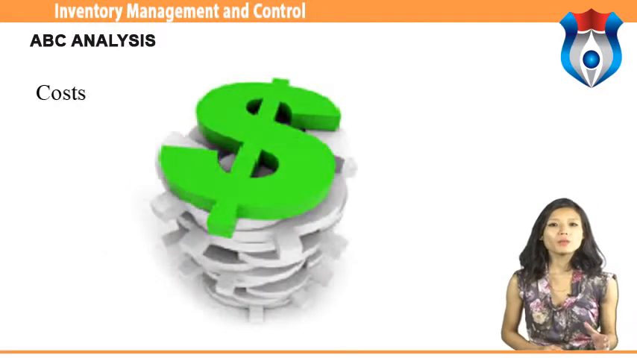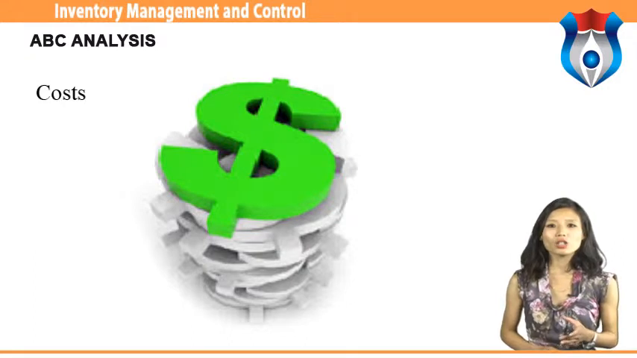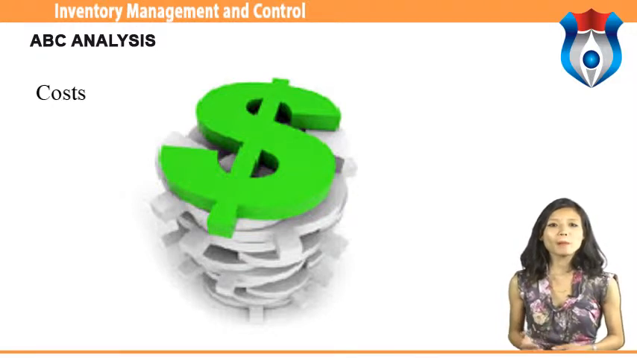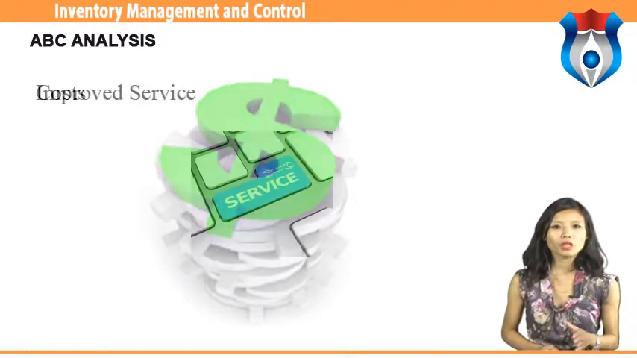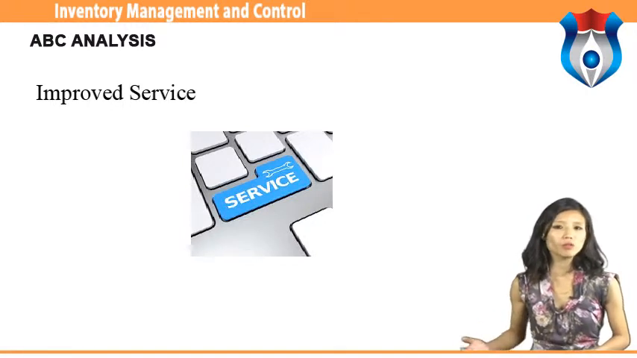Costs. Because the ABC inventory method makes use of Pareto's law, the basic 80-20 rule, companies can focus on containing the cost of the 20% of the items that make up 80% of a company's annual spend. Once a company has determined which items fall into each ABC category, it can establish cost reduction initiatives at the SKU level. Improved service. One of the greatest benefits comes from the improvement in customer service levels and order fulfillment.